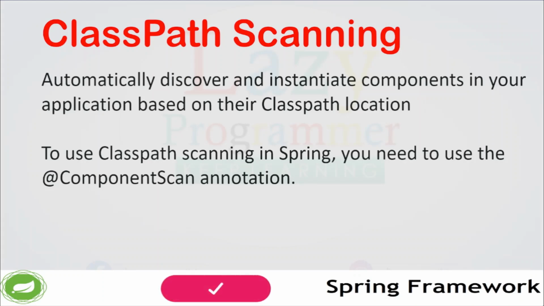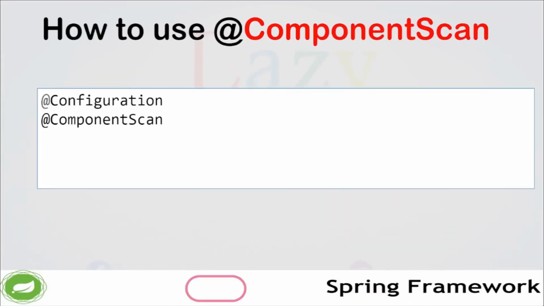For example, if we have a class that is annotated with @Component annotation and is in the scan path, its bean instance will be created on application startup and managed by Spring IOC automatically. To use ClassPath scanning in Spring, you need to use the @ComponentScan annotation. This annotation tells Spring where to look for the components that need to be managed. Let me show you an example.